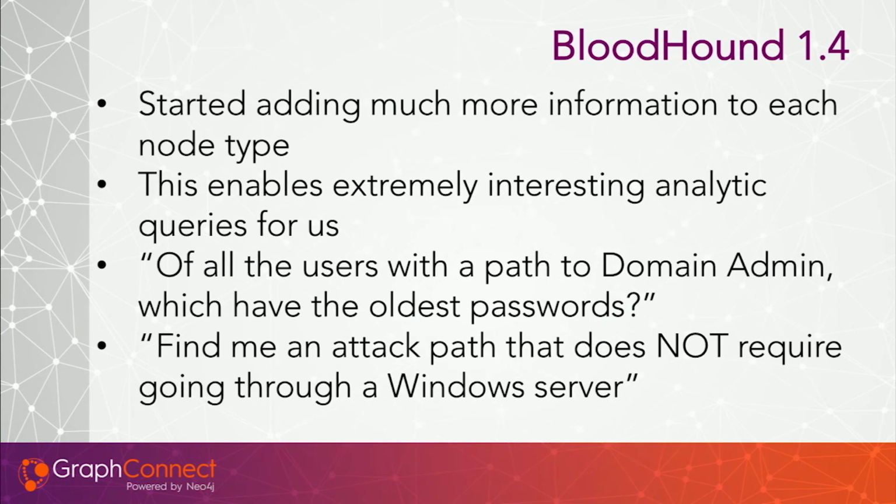Bloodhound 1.4, we started adding properties to the nodes. So this enabled us to answer questions like, for every user that has a path to domain admin, who has the oldest password? Or give me an attack path that does not traverse a certain node type or that does traverse a certain node type. Things that you can do with shortest path and the where and with functions.